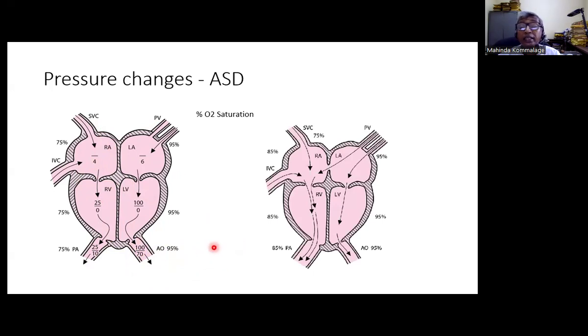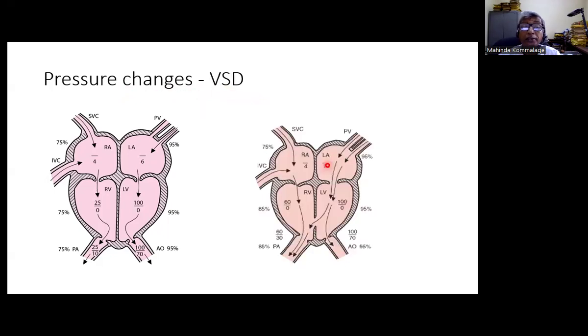ASD, you will learn later, is when there is a defect in the atrial septum. Usually we don't have this type of defect, this type of hole. More blood will move from the left side to the right side, and that will again alter the pressure and oxygen saturation if there's a defect here, right? And of course, you will learn later about ASD, atrial septal defect. In anatomy you will learn, and in physiology also, you will learn some of the changes. Then VSD, ventricular septal defect.